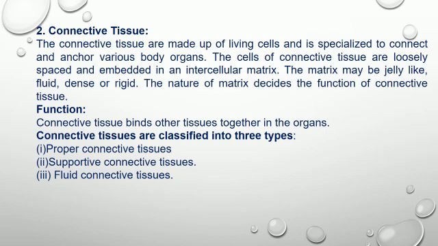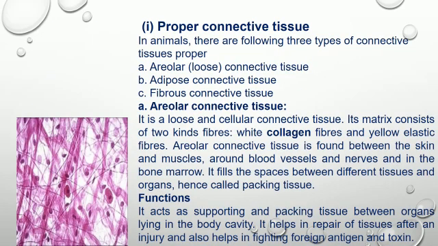Connective tissues are classified into three types: proper connective tissues, supportive connective tissues and fluid connective tissues. Proper connective tissue. In animals, there are following three types of connective tissues proper: areolar or loose connective tissue, adipose connective tissue and dense connective tissue.